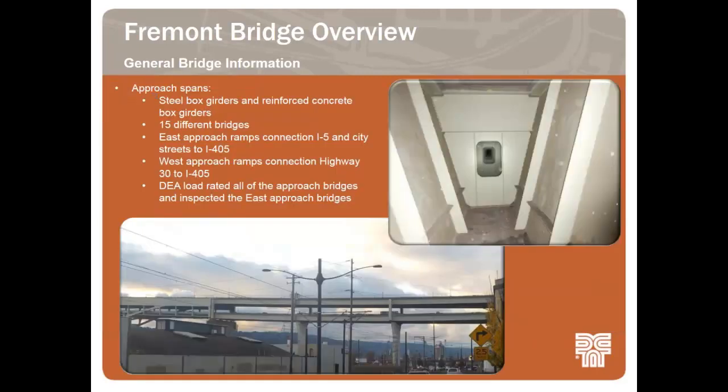The approach spans consist of primarily steel box girders and also some reinforced concrete box girders. There is a total of 15 different approach bridges. The east approach ramps connect I-5 and city streets to I-405, and the west approach ramps connect Highway 30 to I-405. DEA load rated all of the approach bridges and also inspected the east approach bridges this last year.